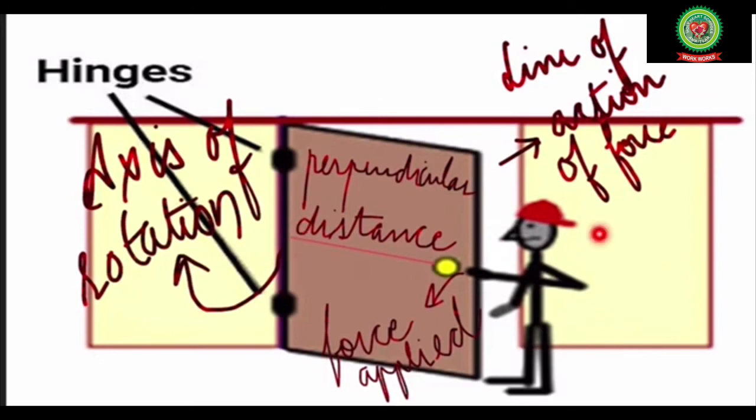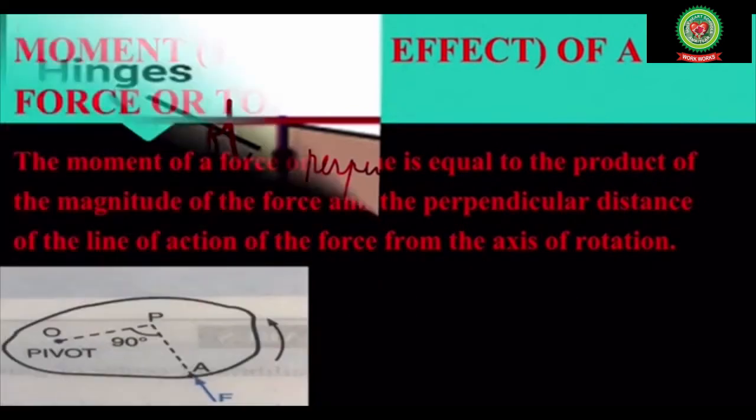So here we came to know that the force which we are applying on this door is turning the door. It is rotating the door. That is why that effect of force is known as torque. The turning effect of force is known as torque. Now let us discuss what torque is mathematically.